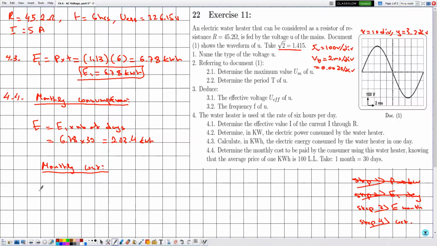But remember that we are interested in determining the monthly cost, which corresponds to E times the price, which is equal to 203.4 multiplied by 100, which is equal to 20,340 Lebanese liras. So this is the cost to be paid upon the usage of this water heater at a rate of 6 hours per day for 30 days in a month.